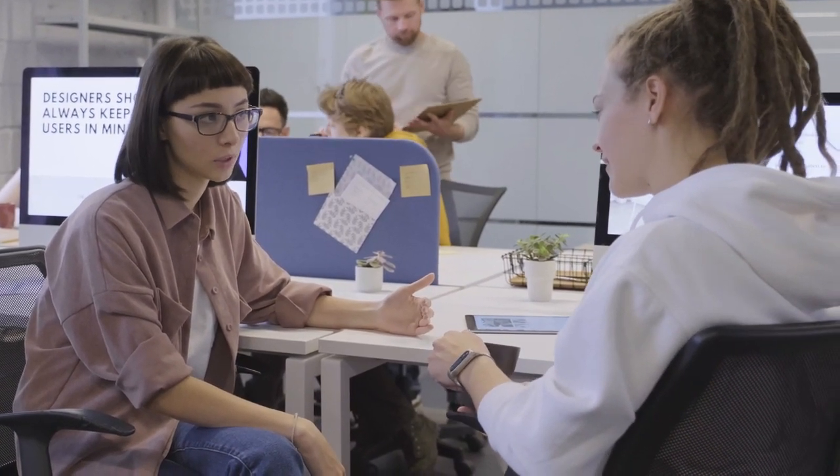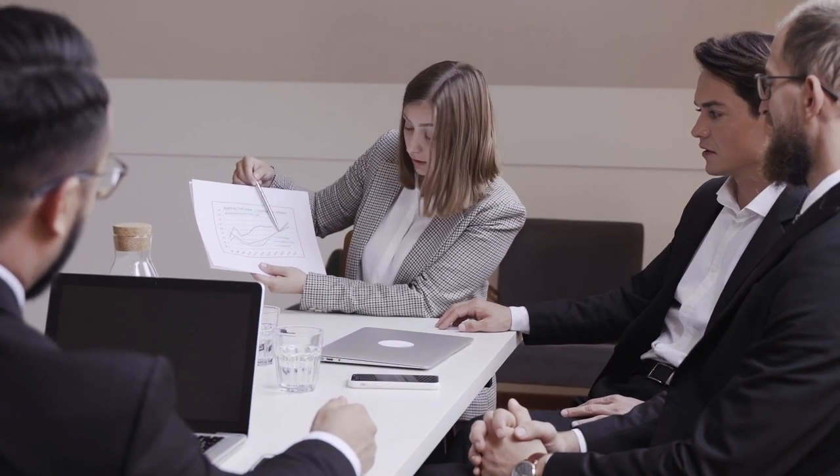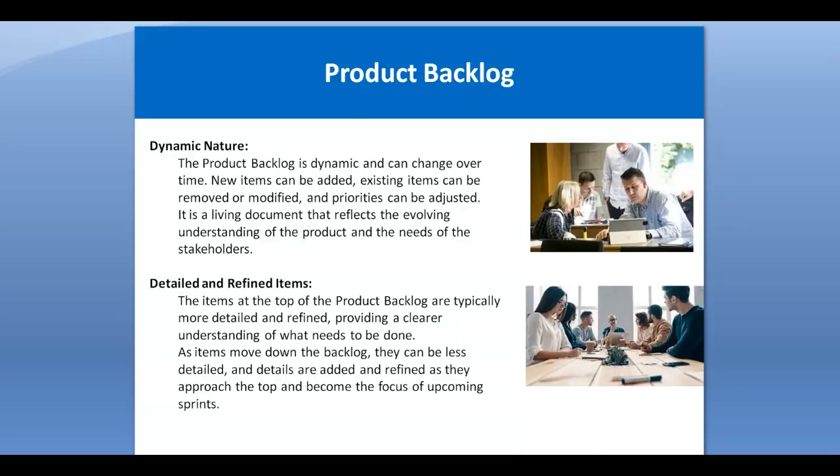And as the items move down the backlog, they can be less detailed, and details are added and refined as they approach the top and become the focus of the upcoming sprint. So basically, the top items are more detailed, and the bottom items are less detailed. The reason is that at the start of the sprint we are focusing on the top level, so those top level items are more detailed, and as the sprints move on, we reach the bottom level, so those bottom level features will get more detailed as well.